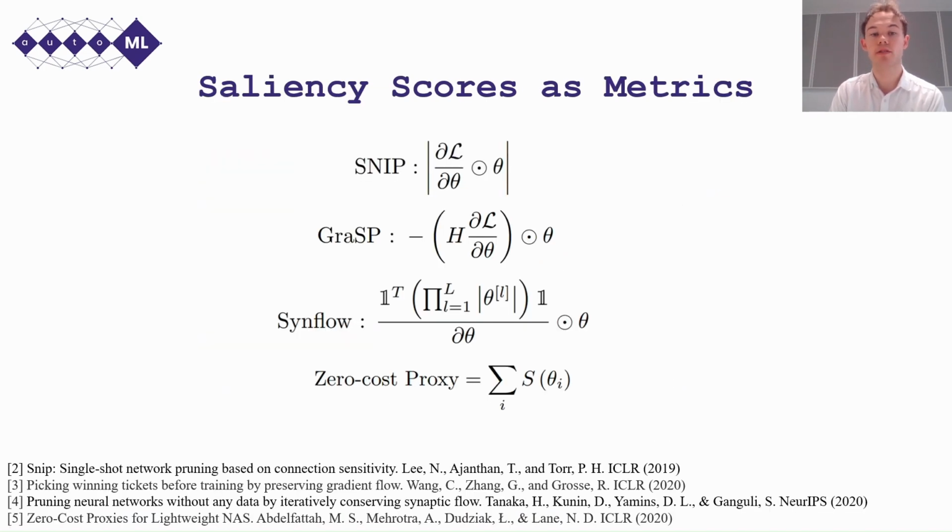Many zero-cost metrics are developed out of the pruning literature, in which the importance of every parameter in a network is measured via saliency scores. Three of the most common are on the screen, these being SNIP, GRASP, and SYNFLOW. To turn these parameter level scores into a single score for the network, they must be summed up over all the parameters in the network. This approach of naive saliency aggregation potentially discards important statistical information.